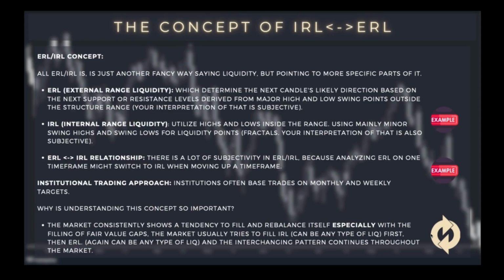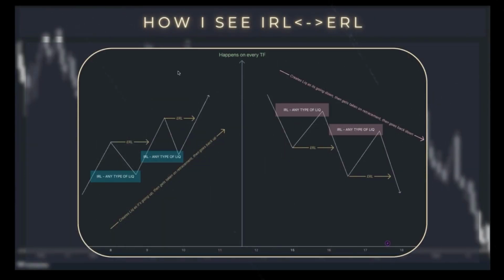You can simply trade off of gaps if you want to. It's really that simple. Now this is how I see IRL to ERL and ERL to IRL. So let's say you're in an uptrend. You're going up, you have some external range liquidity, goes down and touches on the IRL, which can be any type of liquidity. Again, that's just my opinion.